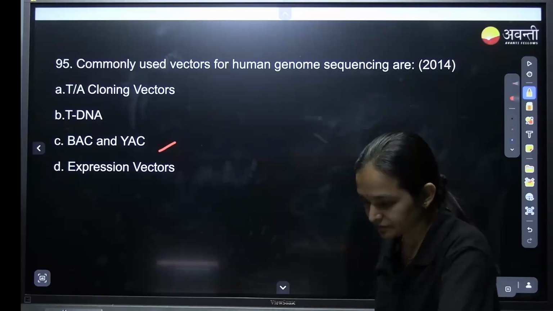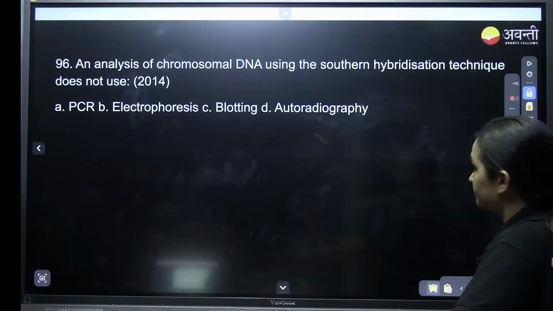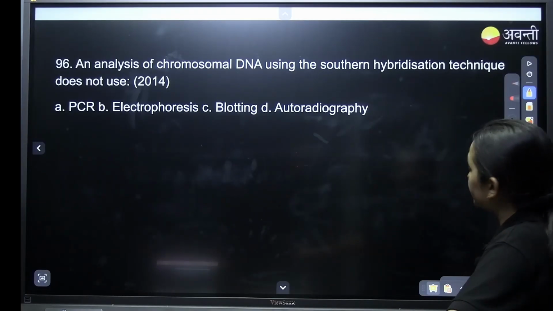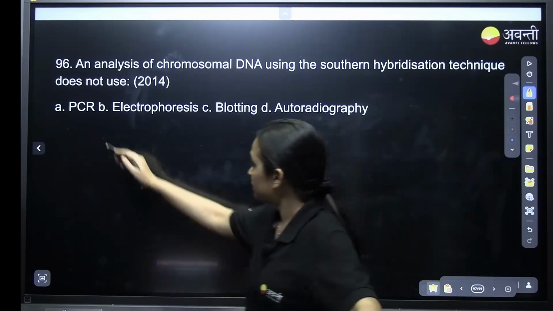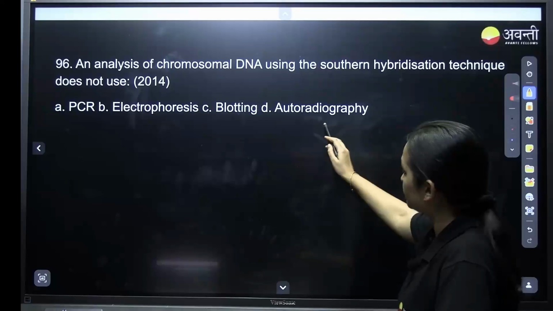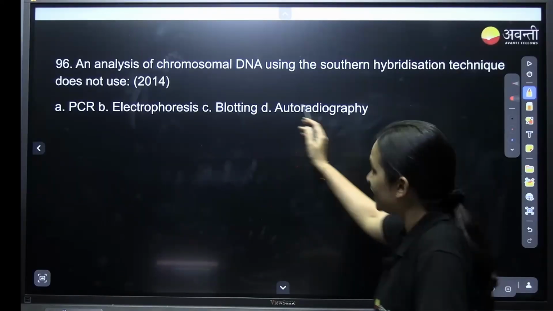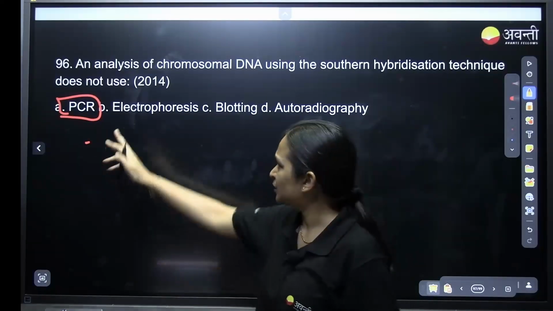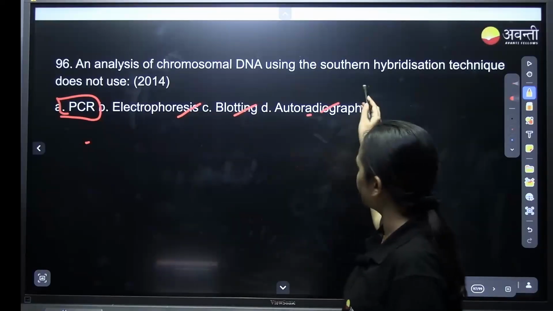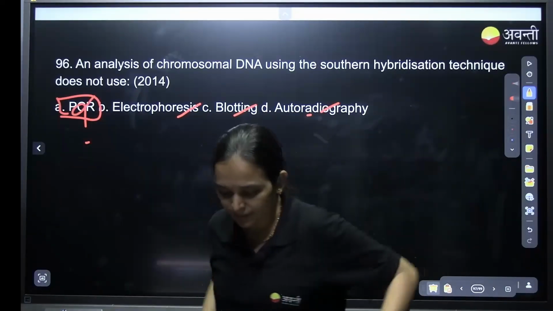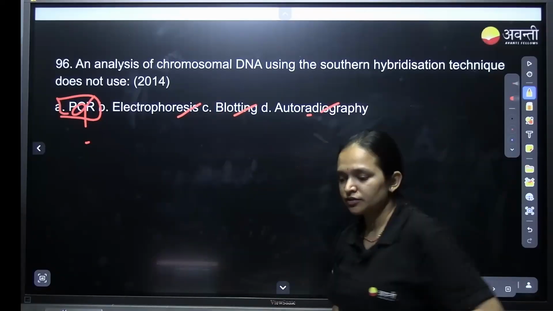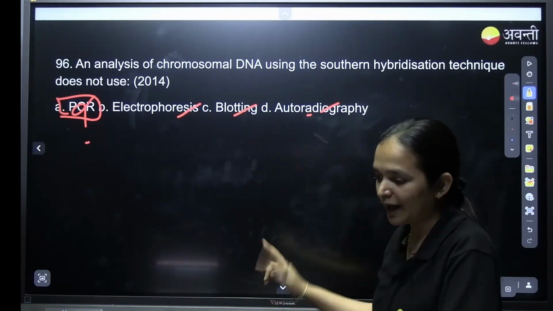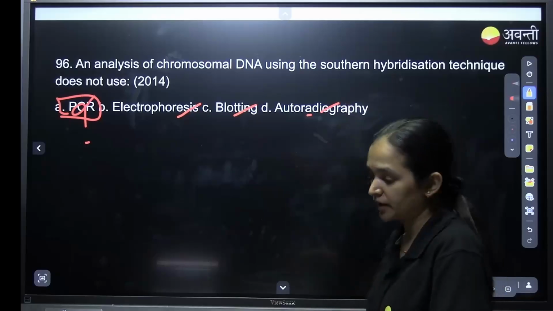Understanding? Last question. An analysis of chromosomal DNA using the Southern hybridization technique does not use which of these: PCR, electrophoresis, autoradiography? Here PCR is not used. Electrophoresis is used, blotting is used, autoradiography is used, but PCR is not used. This was a 2014 question. PCR is used for amplification, and we don't want amplification in Southern blotting.